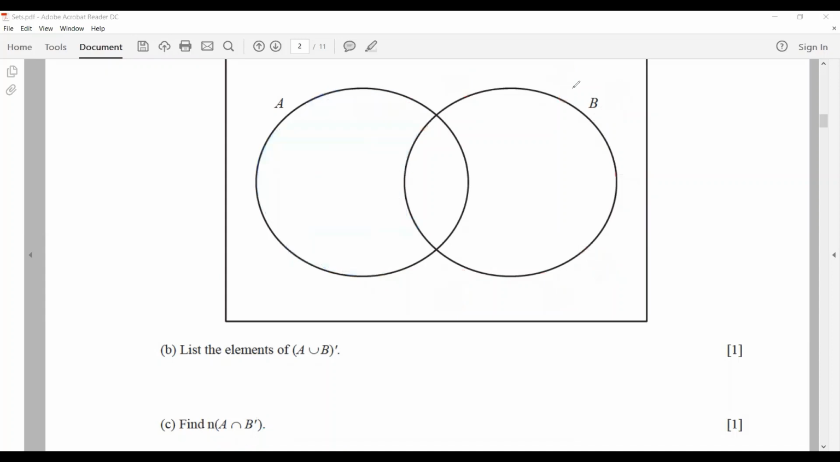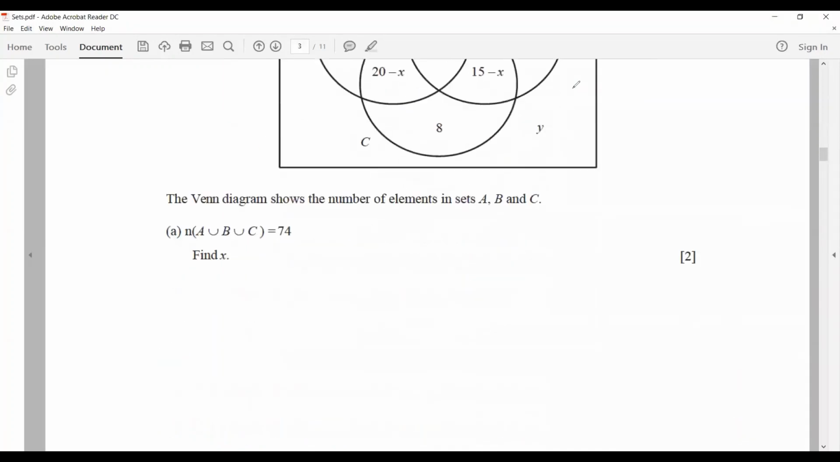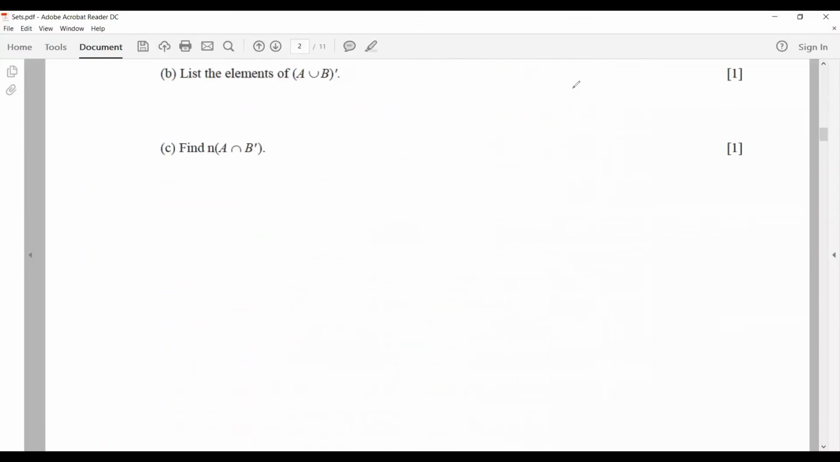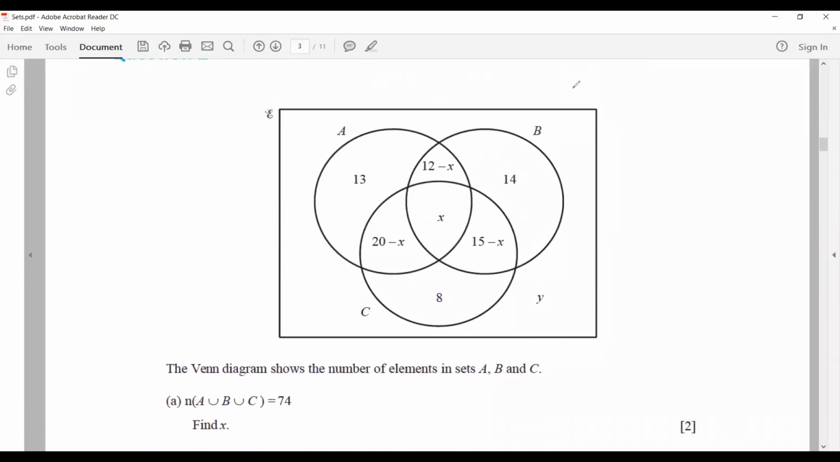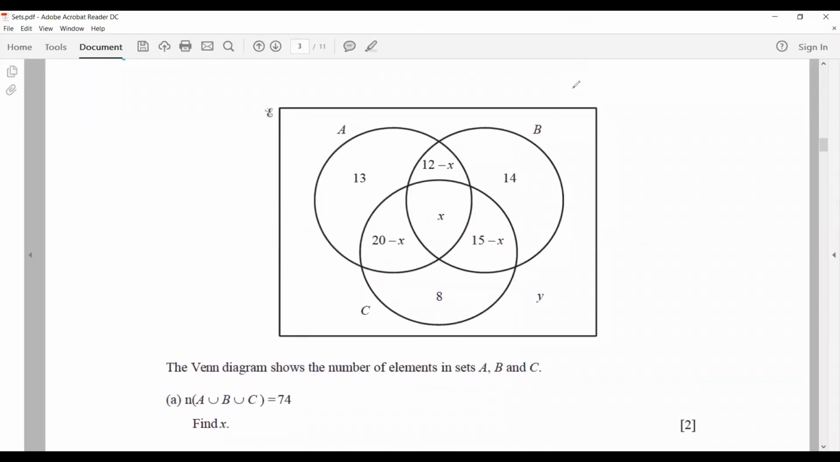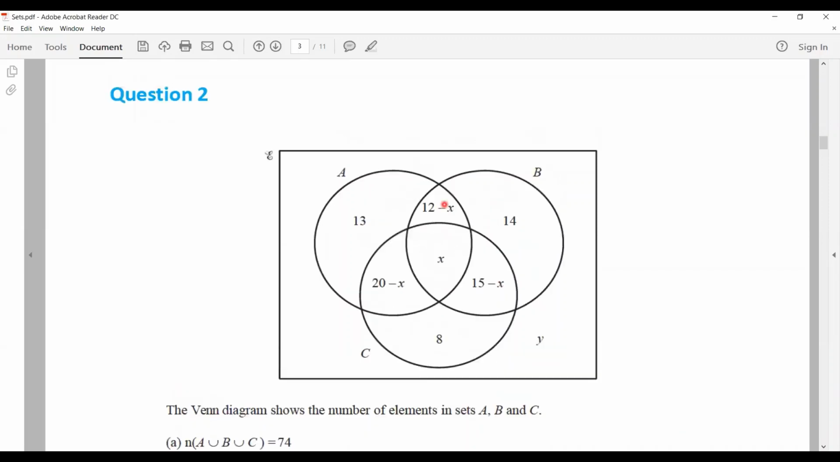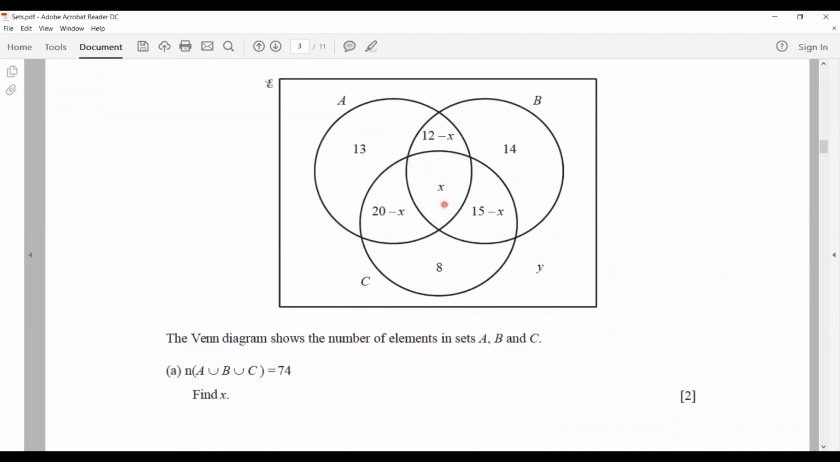So let's move on to the next question. In this question, we're given a Venn diagram already. The spots are filled. However, there is an unknown that needs to be found, and that is X. So do we have any extra information given to us? The Venn diagram shows the number of elements in sets A, B, and C. Yes, the numbers are given.